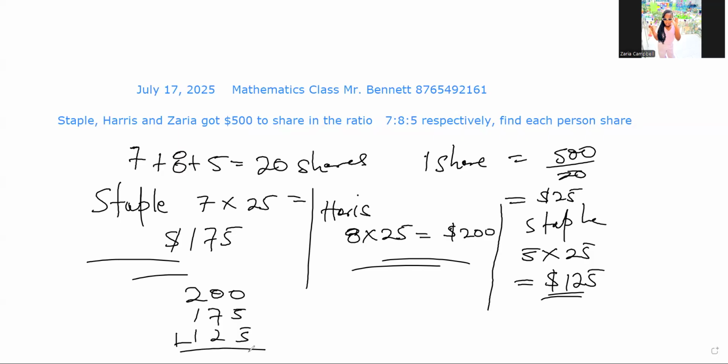5 plus 5, that's 10. Put down a 0, carry the 1. 7 plus 2 plus 1, that's 10. Put down the 0, carry the 1. 1 plus 2 plus 2, that's 5. When we add it up, we should always get the total amount of shares, which is 500. The amount of money you got to share. There's nothing to add to that, guys.